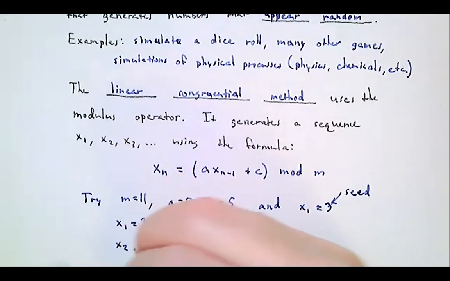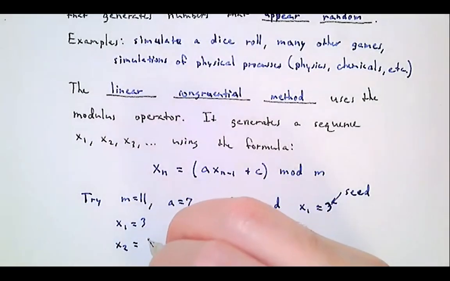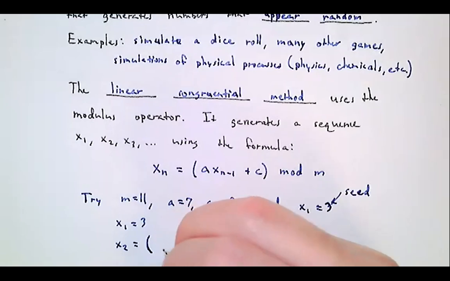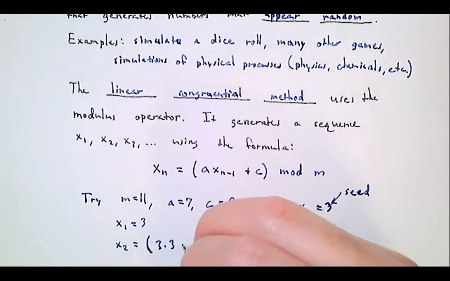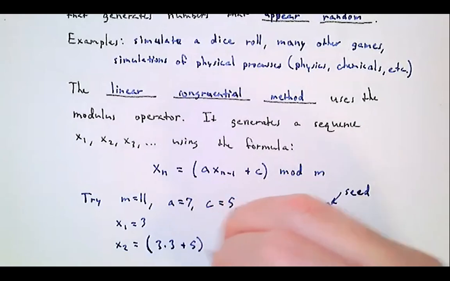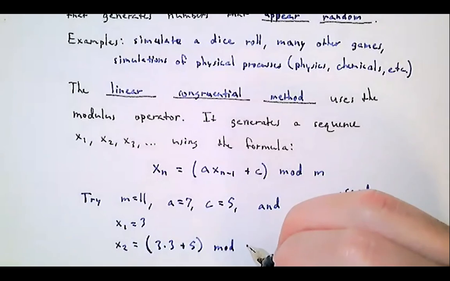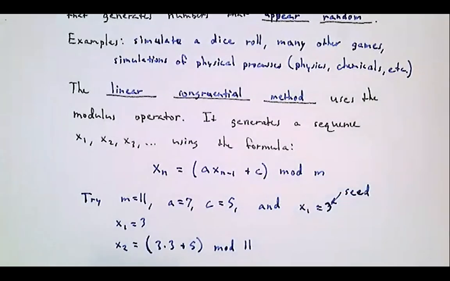And then x2, we would compute using the formula. So in this case, we had to have 7 times x1. So 7 times 3 plus 5. And then we compute modulo 11. What would this come out to? What would you get?